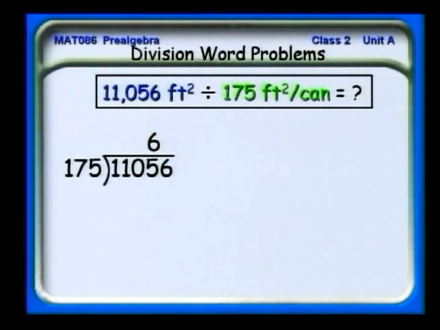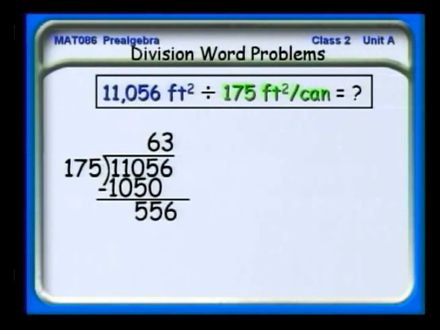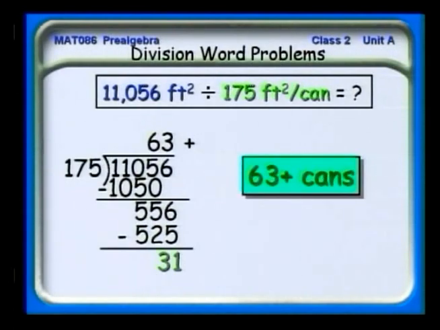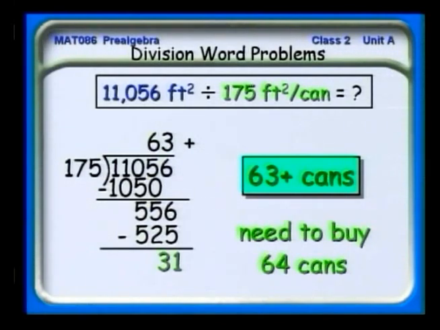So when I work that out, how many times does 175 go into 1105? And I find that goes 1050. Do the subtraction. How many times does 175 go into 556? 3 times. And I see that there's some left over. So what that tells me is that I'm going to need more than 63 cans of paint, or I'm going to have some little piece left over. And so I need to buy 64 cans.